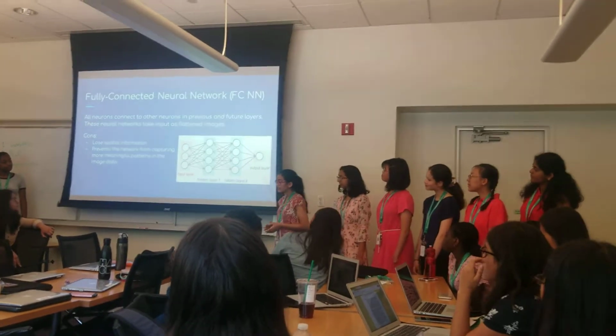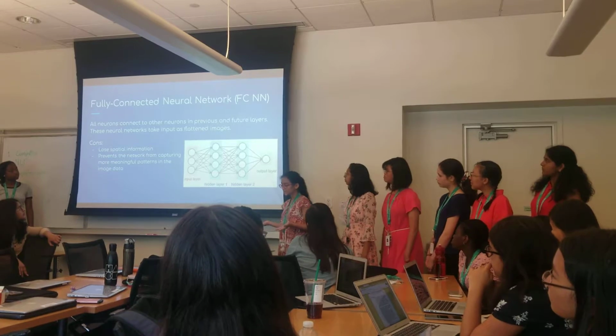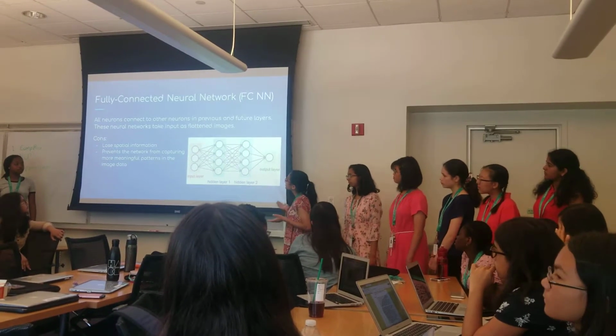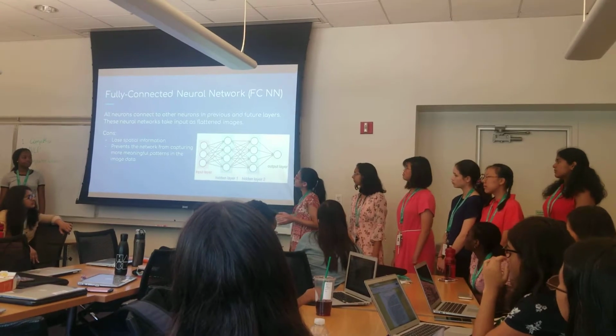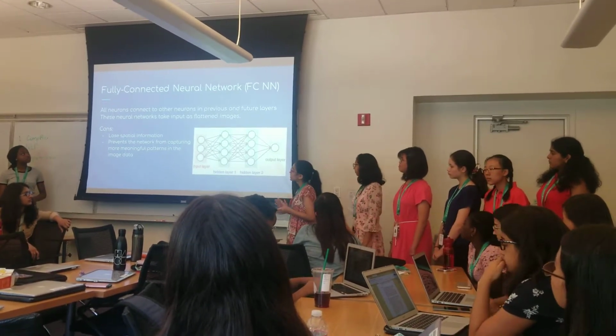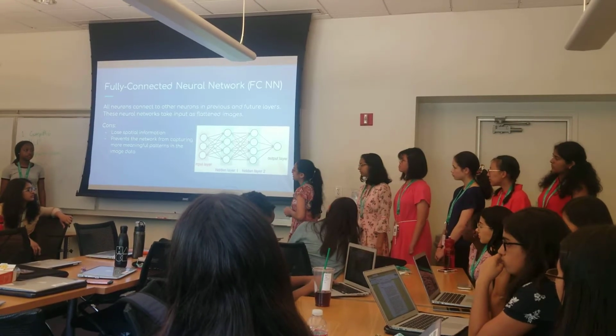So in here, we can see that all the neurons are connected to all the other neurons in previous and future layers. And we took the input as flattened images. And as a result, because we took images as flattened, we lost a lot of spatial information, preventing the network from capturing more meaningful patterns in the image data.